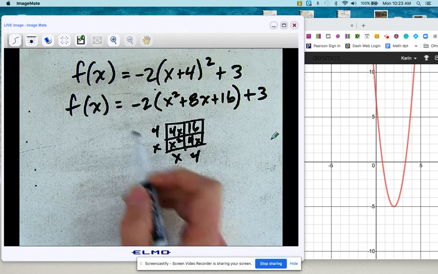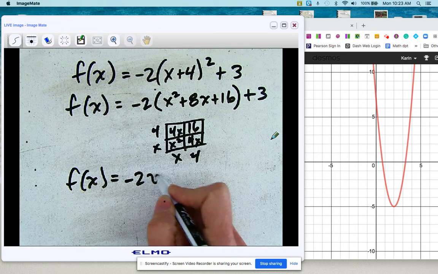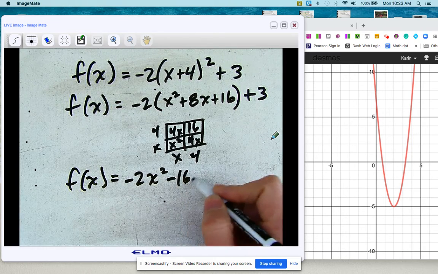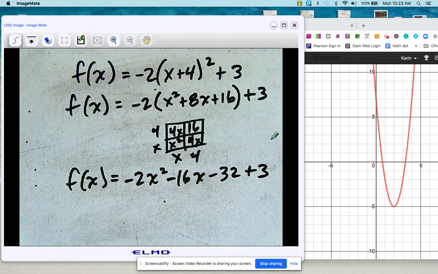Now I'm going to distribute the negative 2. I'm going to get negative 2x squared minus 16x minus 32 plus 3. Then I'm going to combine my negative 32 and my 3.